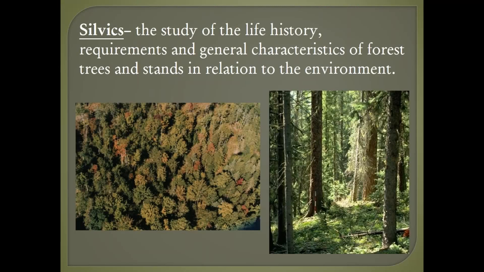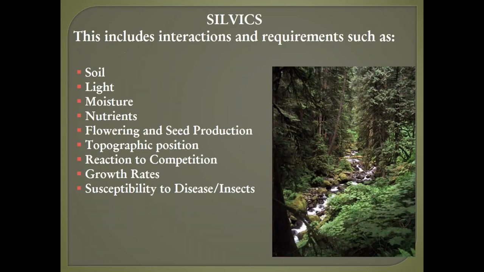As I said, it's the study of the life history, but what it does is give us the requirements and the general characteristics of trees and their stance in relation to the environment. So it's not just standalone, it's in relation to what is existent where this tree is growing and why the tree is growing there. Those interactions and requirements include all of these things: soil, light, moisture, nutrients, flowering and seed production, topographic position, reaction to competition, growth rates, susceptibility to disease and insects.